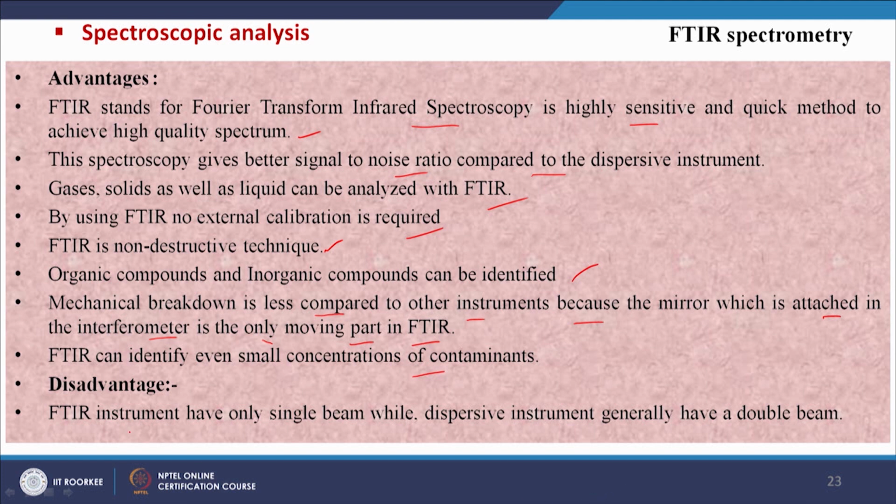It has some disadvantages: the FTIR instrument has only a single beam, while dispersive instruments generally have a double beam. So, these are some advantages and disadvantages.